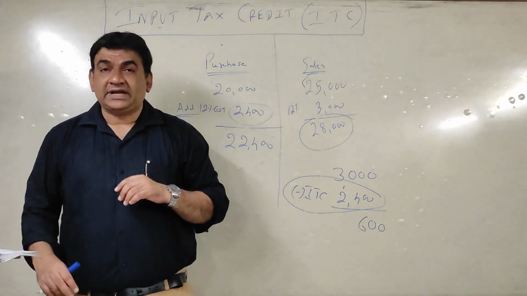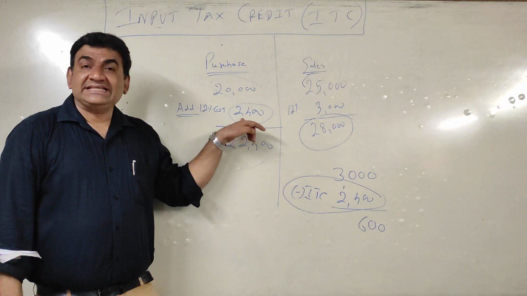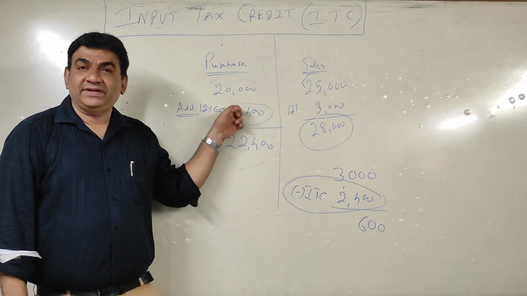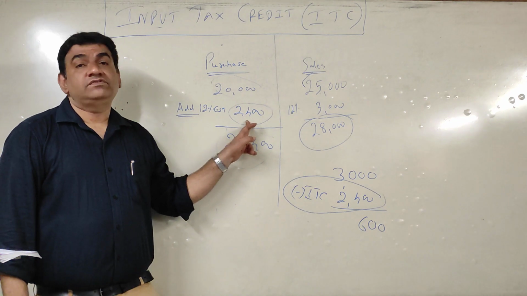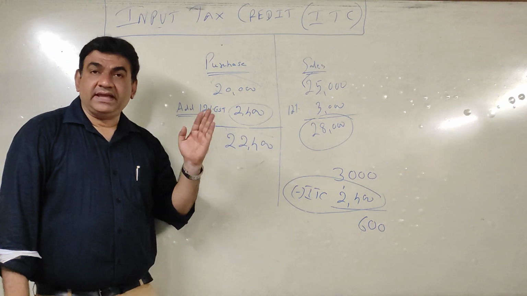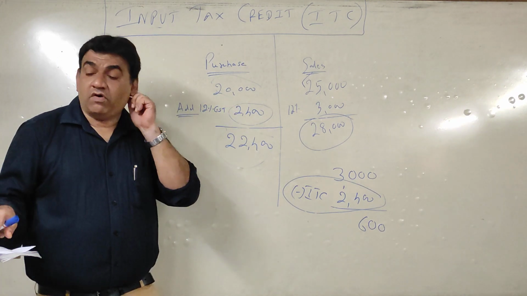Okay. Input tax. Straight away in the example we have. Input tax is the tax which you have paid on purchase of goods. In this example, input tax is 2,400. Input coming in, purchases coming in. So the tax paid on purchases is input tax, 2,400.